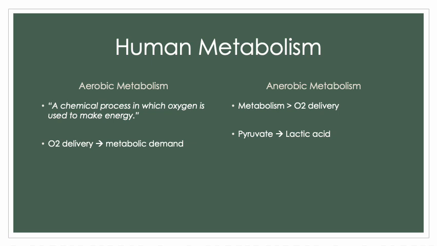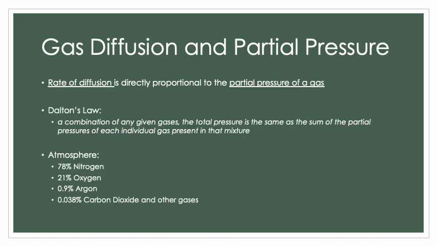So as an overview, again, human metabolism: aerobic metabolism versus anaerobic metabolism. During aerobic metabolism, our oxygen delivery is able to meet metabolic demands, and then during anaerobic metabolism, metabolism is going to exceed oxygen delivery, and then pyruvate is converted into lactic acid.